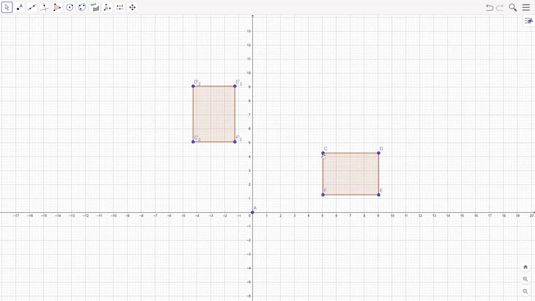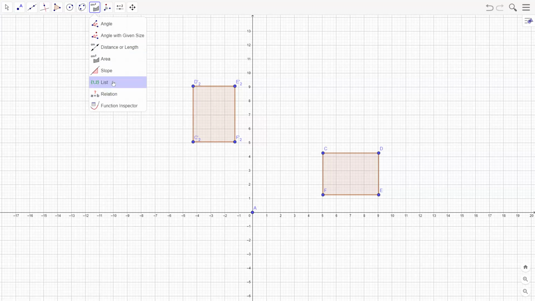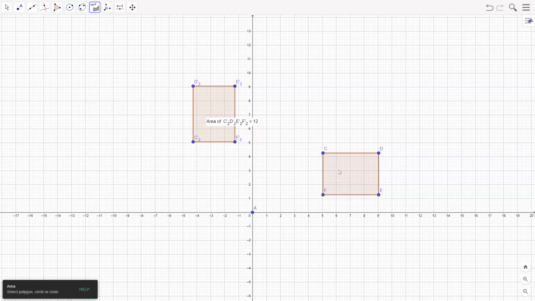So when I move it, it changes the location of the new figure, but it remains congruent to the old figure. It remains completely congruent. So let me show you. The area of this is 12. So this is also 12. So it remains congruent, but it just changes orientation and location.